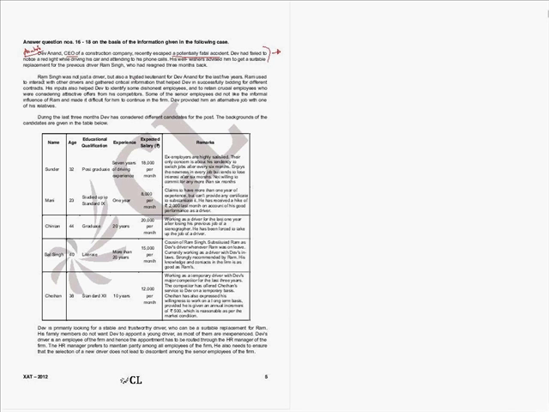Ram used to interact with the other drivers and gathered critical information that helped Dev in successfully bidding for different contracts. So Ram Singh was more than a driver. His input also helped Dev identify some dishonest employees and retain crucial employees who were considered for attractive offers from his competitors. Some of the senior employees did not like the informal influence of Ram and made it difficult for him to continue in the firm.